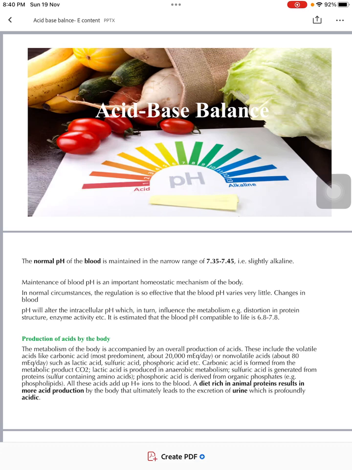Changes in blood pH will alter the intracellular pH, which in turn influences the metabolism, for example, distortion in protein structure, enzymatic activity, etc. It is estimated that the blood pH compatible with life is 6.8 to 7.8.